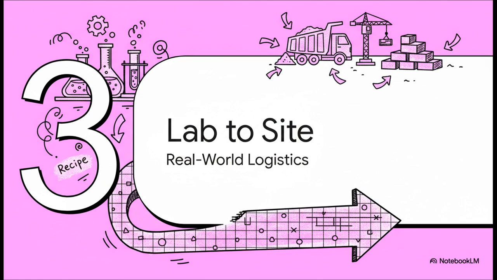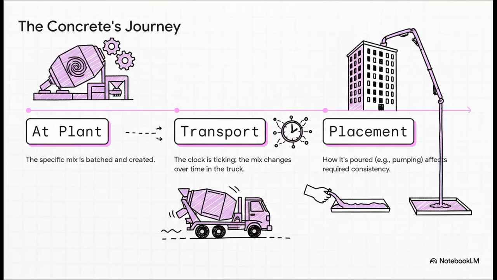All right, so we've got our perfect recipe. But here's the thing. A perfect recipe designed in a lab is totally useless if it can't handle the chaotic reality of a construction site. And this is where logistical data comes into play. You have to think about the entire journey. Data points like how long it takes to get the mix from the plant to the site are so important because concrete is a live material. It's already reacting and changing in the back of the truck.